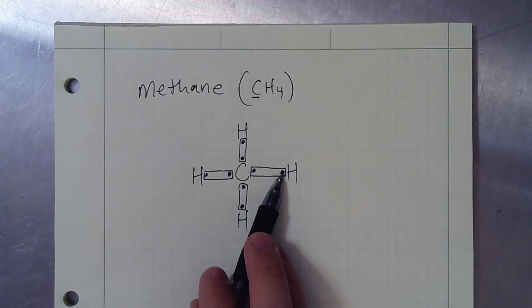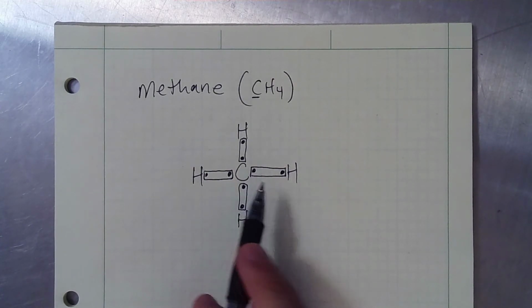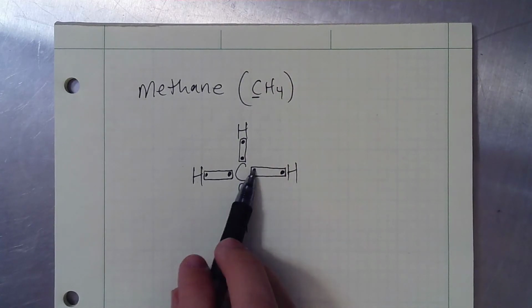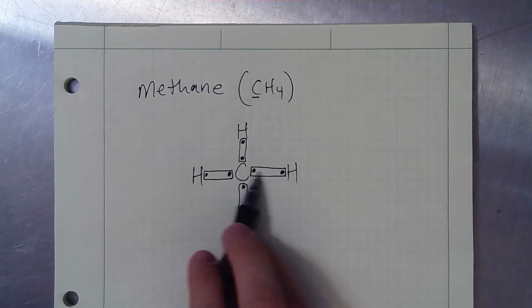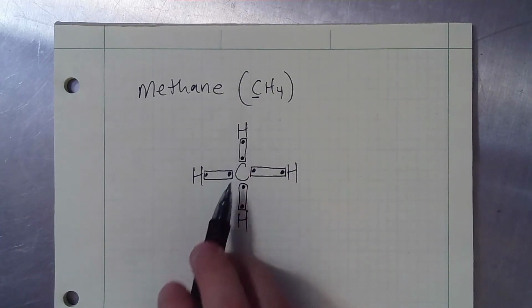and carbon is also donating to hydrogen. So if I count things up here, carbon has 1, 2, 3, 4, 5, 6, 7, 8 electrons that it feels like it has. Each hydrogen only has 2, right? This hydrogen here has these 2 electrons. This hydrogen here has these 2 electrons.